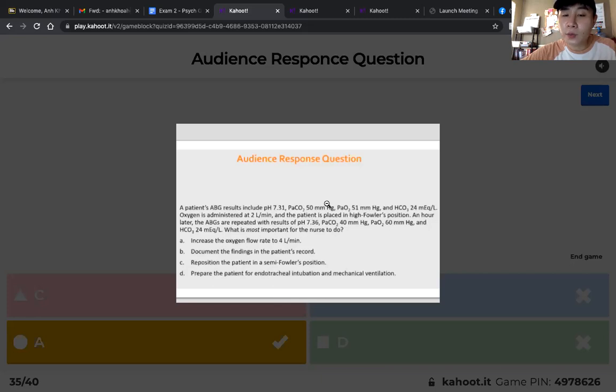Okay, so as we can see, the patient has improved, but the PaO2 is still in the low range. What number is good for PaO2? We want anything above 90 for PaO2. So that's why we need to increase the oxygen flow rate to 4 liters per minute. Even though the patient is improving, the PaO2 level is still very low. That's why A is the correct answer.